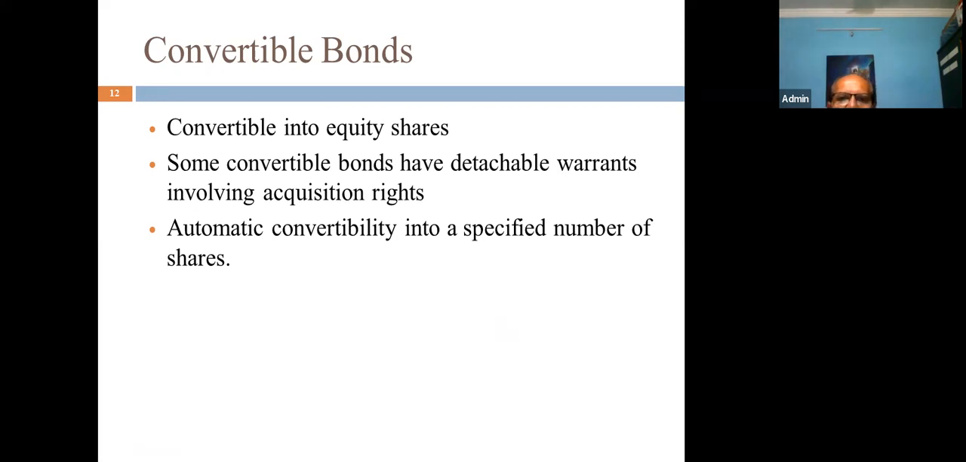Please try to understand this. These are some new features given by companies, some innovative features. And in the international market, most of the new things are coming, and they are issuing their bonds accordingly.